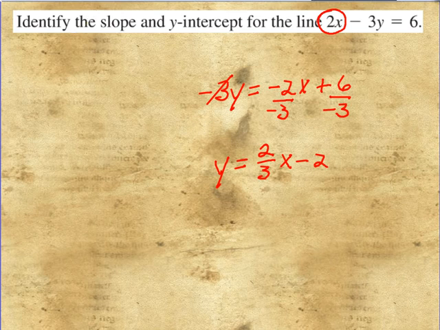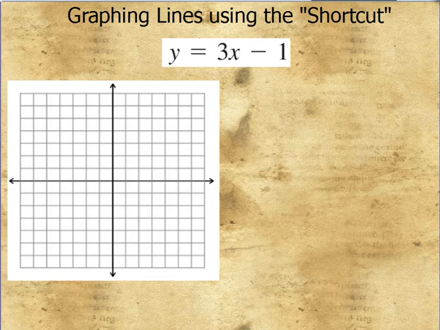So now it says identify the slope, identify the y-intercept. I now have it in slope-intercept form. My slope of this line is 2/3. My y-intercept is a -2. Any questions? How do we graph once it's in this form?